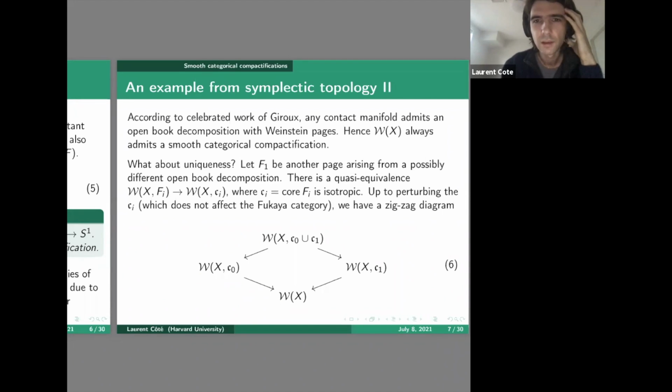And we again have a similar statement to what we had in algebraic geometry. So let's take F1 to be a different page arising from a different open book decomposition of the ideal boundary of X. Well, it can be shown that for the purposes of studying wrapped Fukaya categories, you can actually replace these pages F0 and F1 by their cores, which are isotropic. And after perturbing the cores, you can assume that these cores are disjoint. And so you get a zigzag, as in equation number 6, of stop removal functors, which is in particular a zigzag of smooth categorical compactifications. And so we get exactly the same sort of uniqueness statement as we had in the algebraic geometric case.